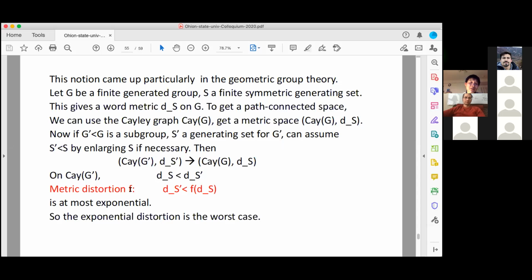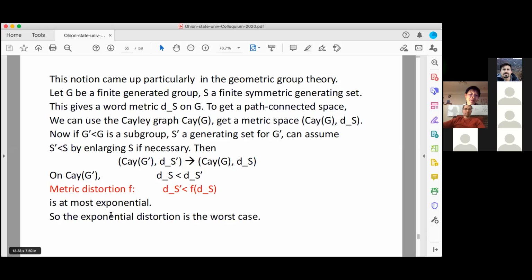So this is the distortion. Now this distortion in this case is at the most exponential. So that's why Faber said maybe the Jacobian has the worst distortion. Okay, so what's the result?